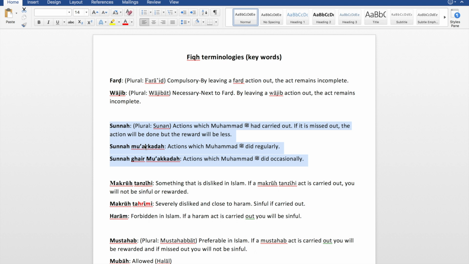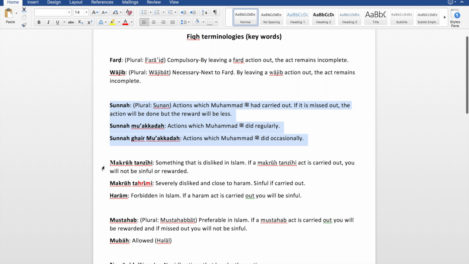Sunnah mu'akkada, those things that the Prophet ﷺ would do regularly and he never missed them out, so we have to do them. If we miss them out once or twice, we won't be sinful. But if we have a habit, then it's problematic. Allah can reprimand us or punish us for it. And sunnah ghair mu'akkada is those things that the Prophet did sometimes or occasionally. So we don't have to do them, but obviously we should try our best to do it.